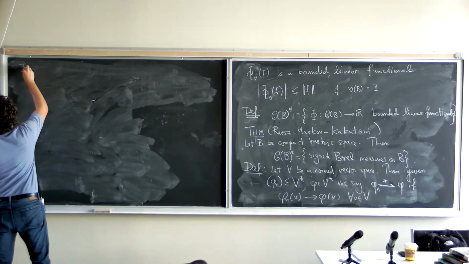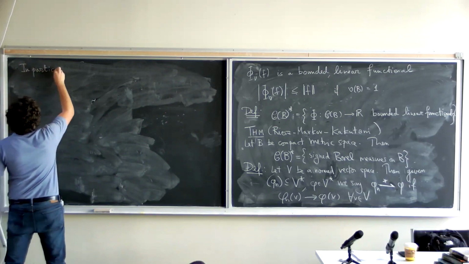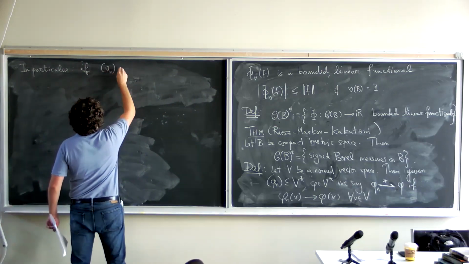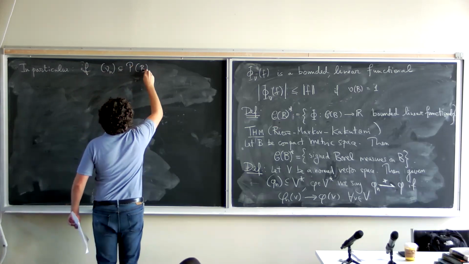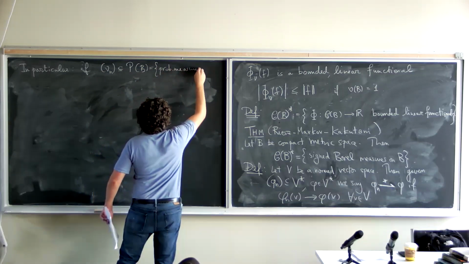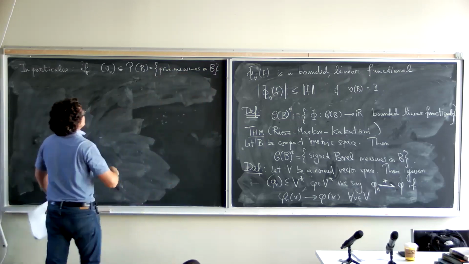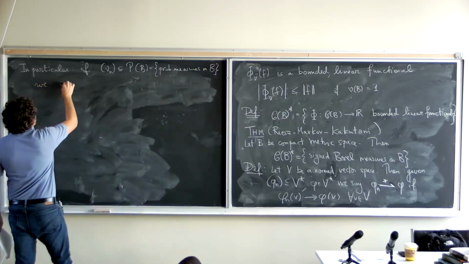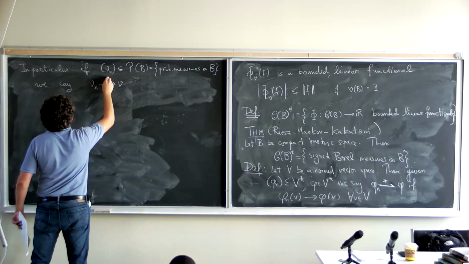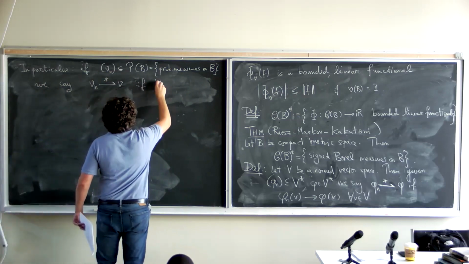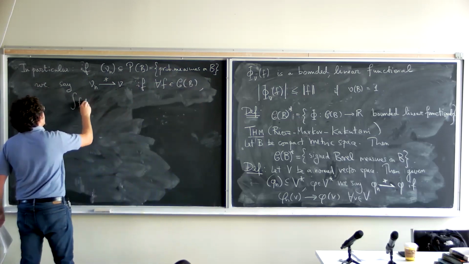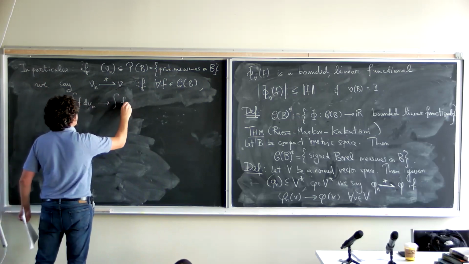So in particular, if you have a space of measures, say nu_n in P(B), so these are the probability measures on B. We say that nu_n converges to nu, sometimes weak star, if for every f which is a continuous function, the integral of f d nu_n converges to the integral of f d nu.